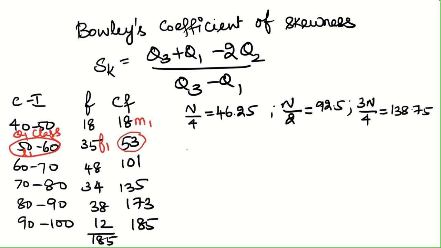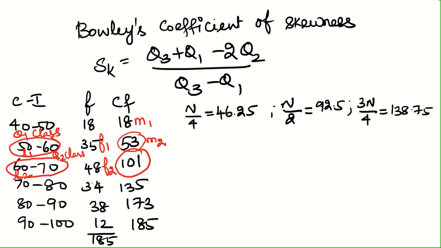Now similarly we go for the Q2 class. For the Q2 class, n by 2 value is 92.5. In the cumulative frequency column find a value just greater than 92.5. That is nothing else but 101. So the corresponding class interval will be the Q2 class, the lower limit will be L2, the corresponding frequency F2, and the preceding cumulative frequency value will be 53, denoted as M2.